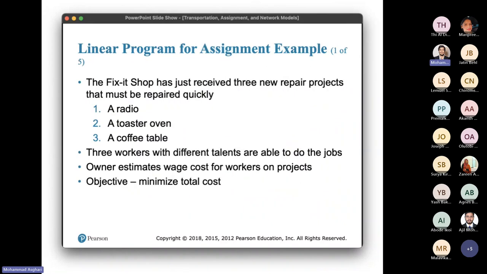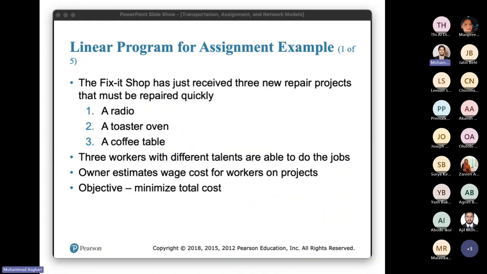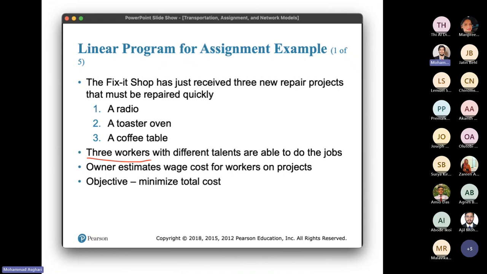So let's start by reviewing one example. This is a repair shop that has just received two new repair projects that must be repaired quickly. Two customers have bought a radio, a toaster oven, and a coffee table. They have bought these three items, and they want this repair shop to repair them as soon as possible. That's the problem. And this shop has three workers with different talents.